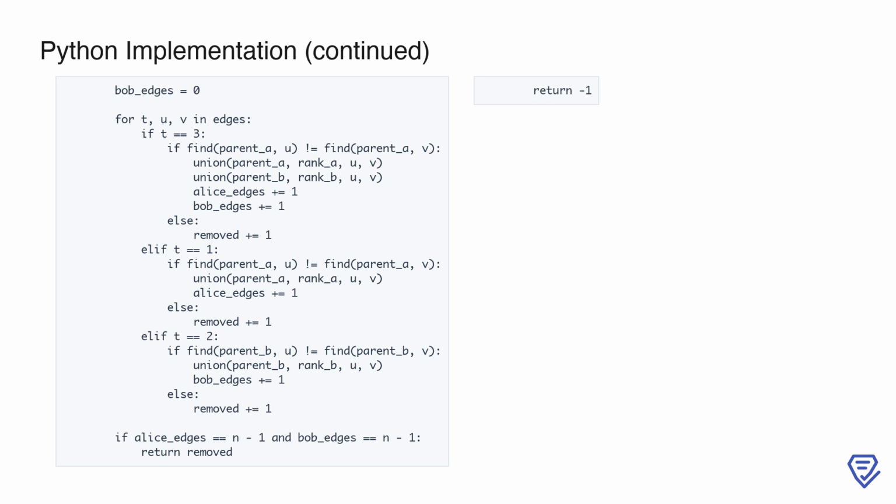For type 3 edges, which are shared by both Alice and Bob, we first check if the endpoints are already connected in Alice's graph. If not, we use the union function to connect them in both Alice's and Bob's graphs, incrementing both Alice_edges and Bob_edges. Otherwise, the edge is redundant and can be safely removed, so we increment the removed counter.